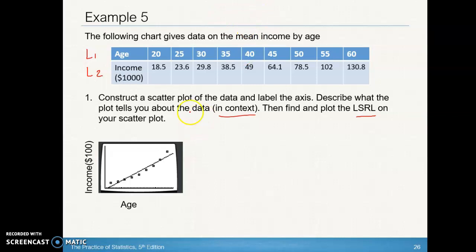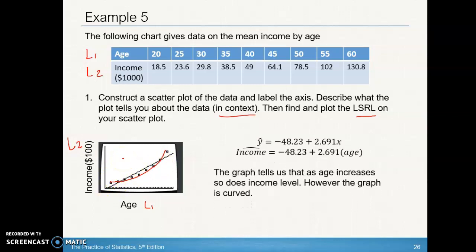Okay, so let's see what we did. All right, so number one, if you take a look, this is the original data. This is list 1 and this is list 2. If you notice here, when I graph this, actually a curve is going to fit a lot better than my line. So I know that I need to transform the data in order to get my equation.